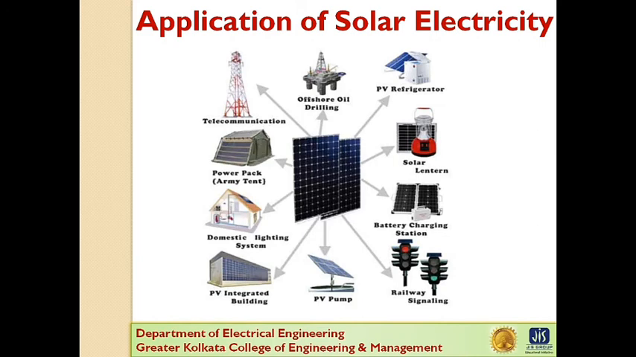Ideal uses of low-cost solar panels are charging batteries in caravans and recreational vehicles or on boats when these are not in movement, provided there is trickle charging facility from a dynamo during the movement of these vehicles. So solar electricity has many applications: telecommunication power pack for army tent, domestic lighting system, PV integrated building, PV pump, railway signaling, battery charging station, solar lantern, PV refrigerator, etc.